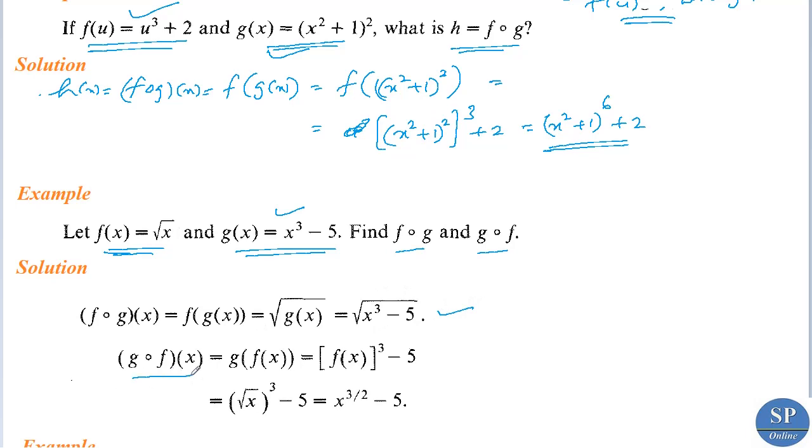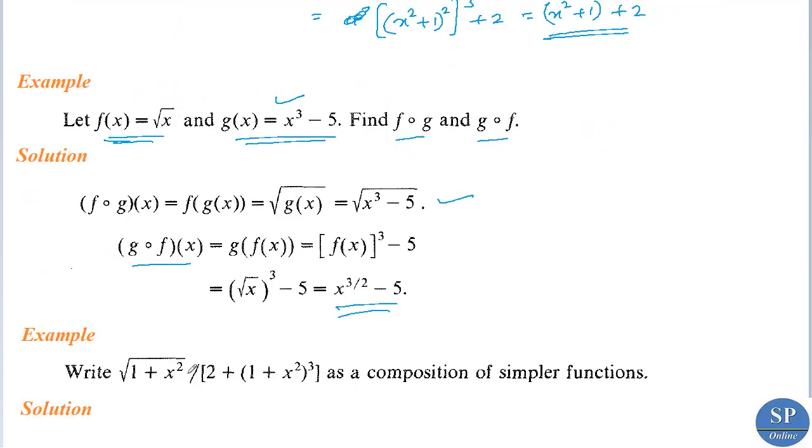Now what about g of f of x? G of f of x is equal to g of f of x. Since g of x is equal to x cube minus 5, this is f of x cube minus 5. Now f of x is equal to square root of x, so it is (square root of x) power 3 minus 5, that is x power 3 by 2 minus 5.